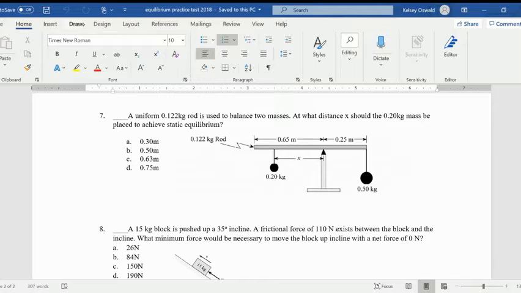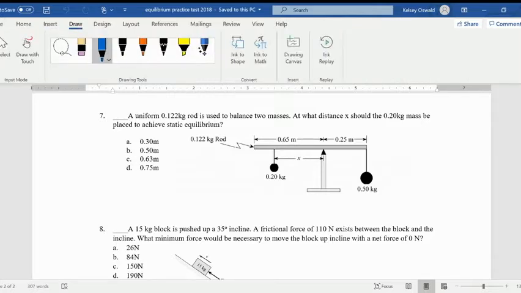Here we are dealing with a torque problem, because we're trying to balance this bar using our 0.5 and our 0.2 kilogram mass. A good first step for these torque problems is to figure out what objects are trying to make your rod rotate, and in what direction each object is trying to make that rod rotate.